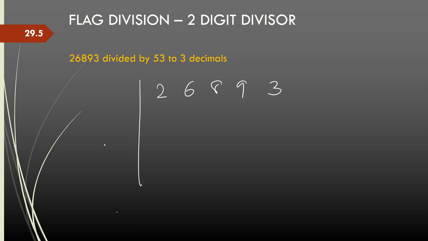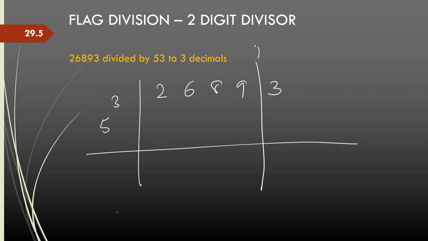26893 divided by 53. Now one digit in the flag, one digit. So after the remainder line, what I get are the decimals. So let me go through the process. 26 divided by 5 is 5, then 10 carried forward. The adjustment is 3 into 5, 15, 3. So 5 zeros are 0. 30 carried forward. Adjustment is 3 into 0, that is 0. 39. 7 sevens are 35. Carried forward 4 as 40.